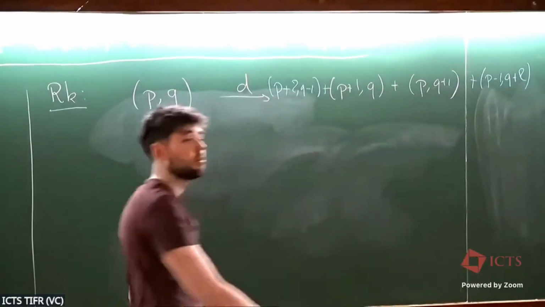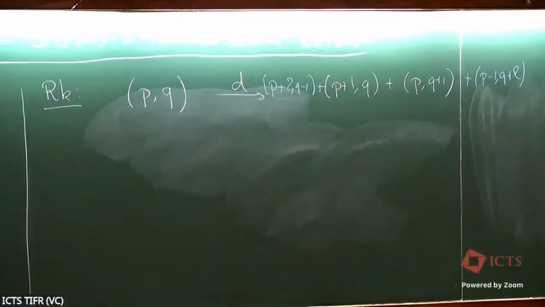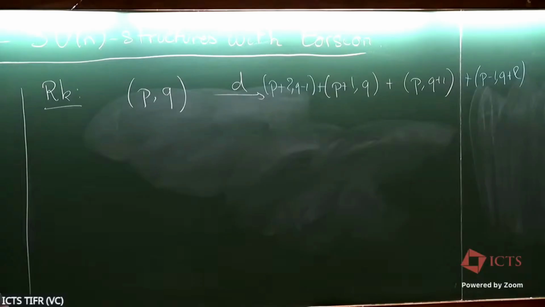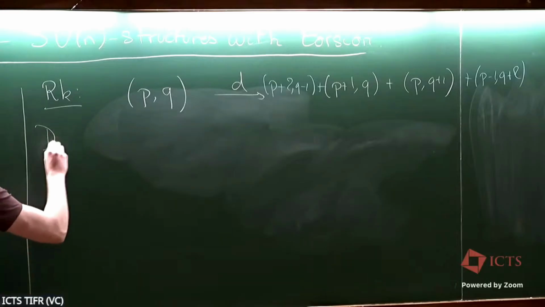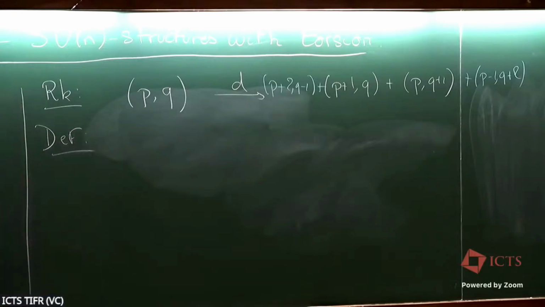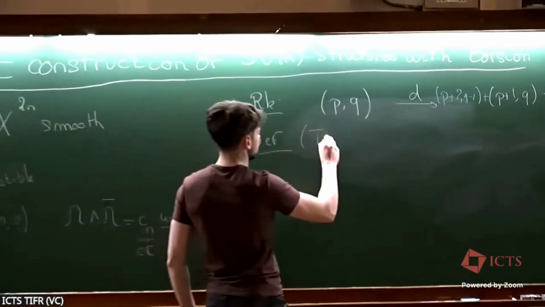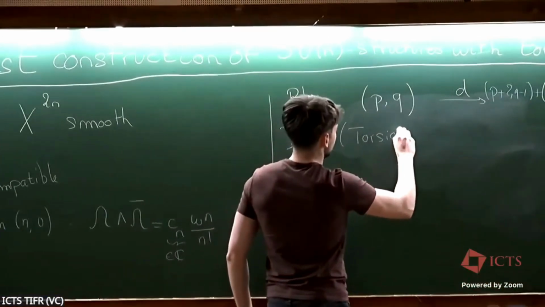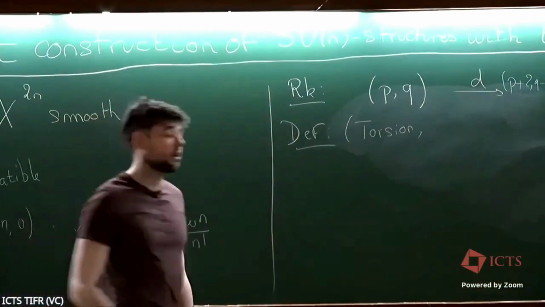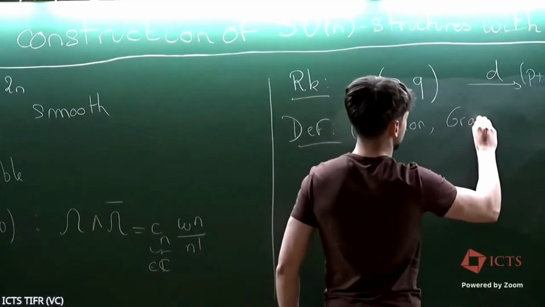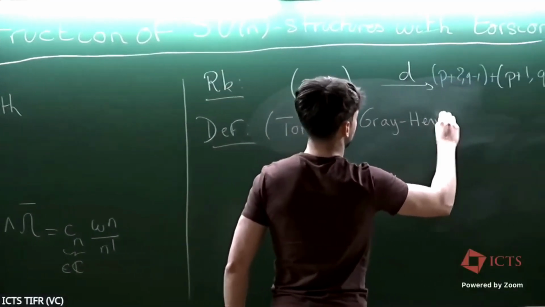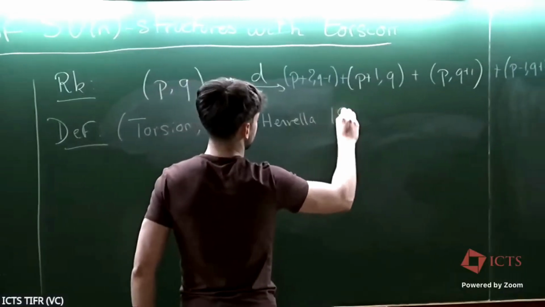So that's what happens. And with that said, I can give you the notion of torsion of an SU(N) structure that appears in the title. Somehow it will measure the integrability of my structure here. So torsion. This was first studied by Gray and Hervella in 1980.